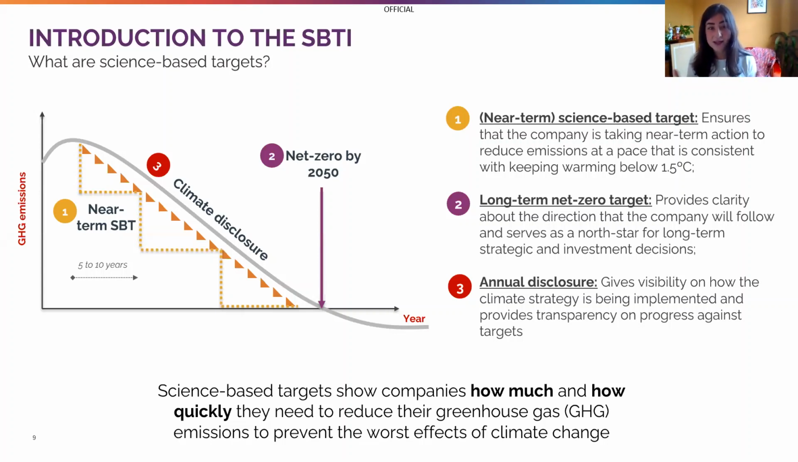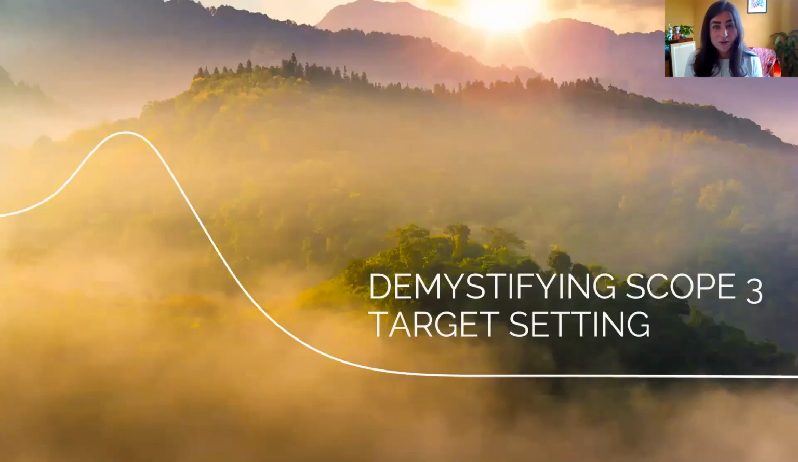So very simply, science-based targets show companies how much and how fast they need to reduce their greenhouse gas emissions to prevent the worst effects of climate change. So if we move on to the next slide, please, we'll now zoom in slightly on scope 3.